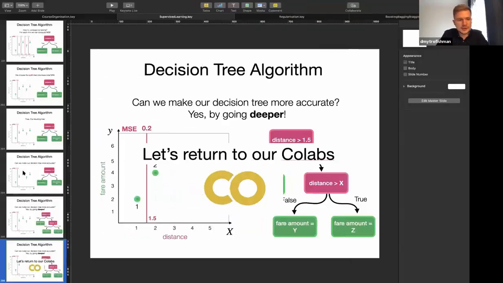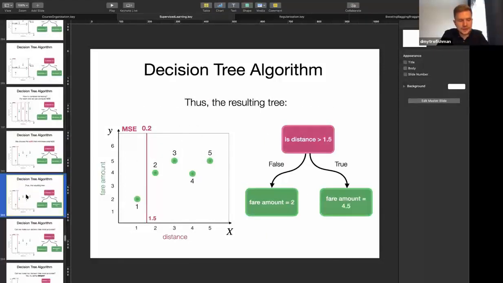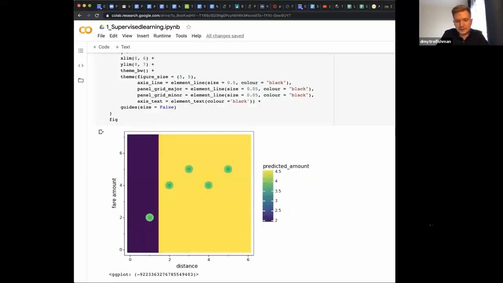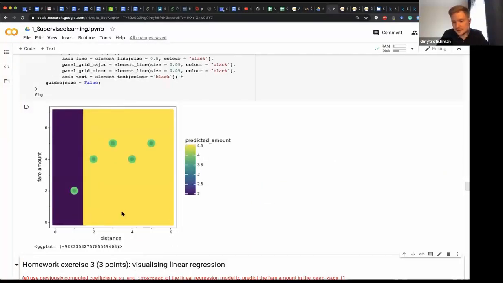So if I come back to my lecture slides, I'll show you what we have decided to do. We have decided to predict a fair amount of $2 for every ride that is less than 1.5 kilometers, and a fair amount of $4.5 for everything that is more than 1.5 kilometers, okay? So remember that one, and let's look at what we have from our scikit-learn library. Okay, does it look similar? Yep. It's exactly the same stuff. So 1.5 is somewhere here, and everything that is beyond has a value of 4.5. You can see it on the scale here. And everything that is below it has a value of $2.